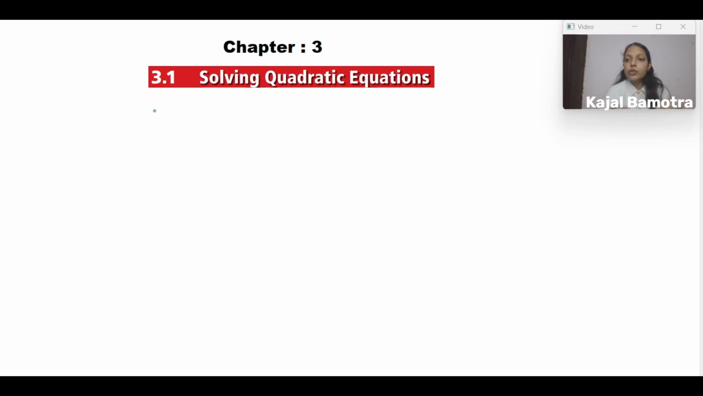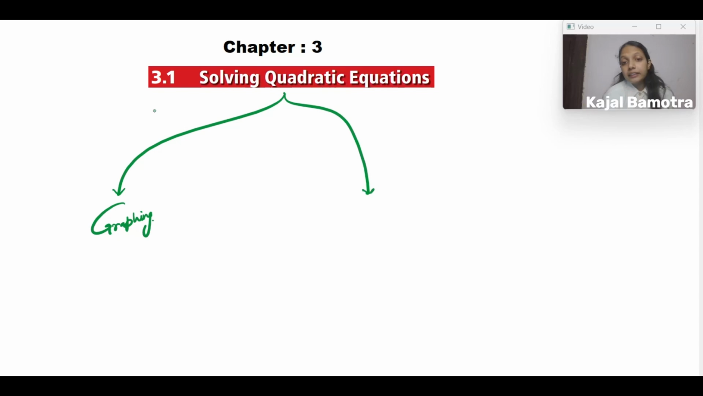We are going to solve quadratic equations. There are three methods in which we can solve. The first is the graphing method. The second is the square root method. And the third is factoring.